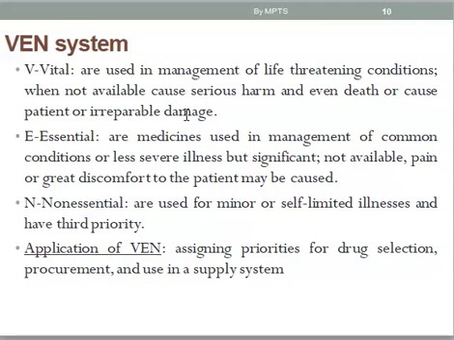And others. Essential, these ones are used in management of common conditions or less severe illnesses, but if they are not around, the patient will have some pain and discomfort, but he will survive. The non-essential, these ones are used for minor self-limiting illnesses. However, some drugs can be non-essential and vital. The common one which we all know is paracetamol. Of course, VEN is used in prioritizing in drug selection, in procurement, and adjusting budget.